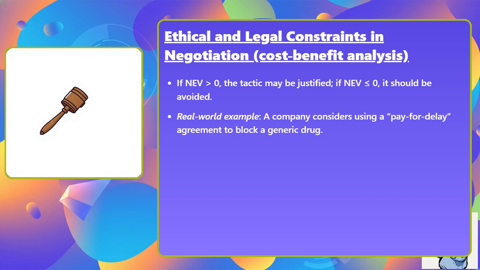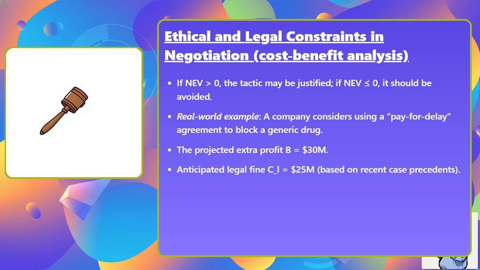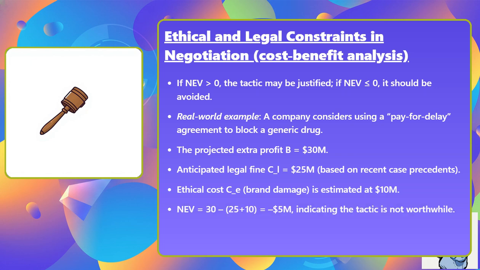Real-world example: a company considers using a pay-for-delay agreement to block a generic drug. The projected extra profit, B, equals $30 million. Anticipated legal fine, CL, equals $25 million based on recent case precedents. Ethical cost, CE, brand damage, is estimated at $10 million. NEV equals 30 minus the sum of 25 and 10 equals -$5 million, indicating the tactic is not worthwhile.